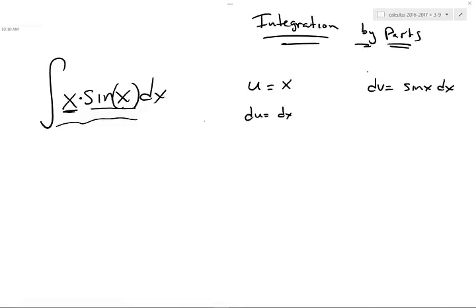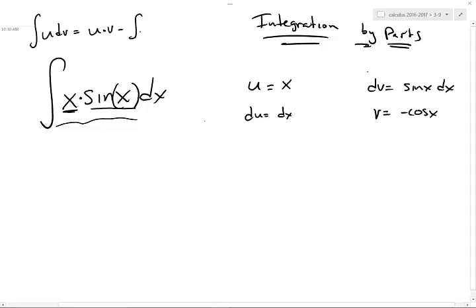All right. So then, from whence did sine come? Who is he the derivative of? Negative cosine. Nice. Now, let's go look at the recipe. The recipe says it's the integral of u dv is equal to u times v minus the integral of v du. So let's put the pieces together, shall we?